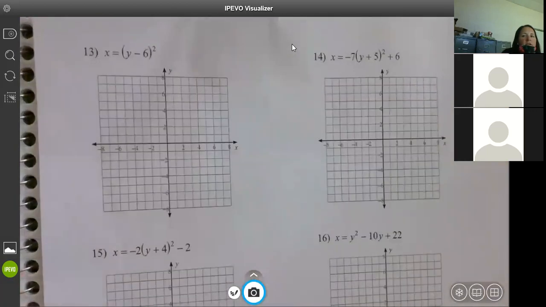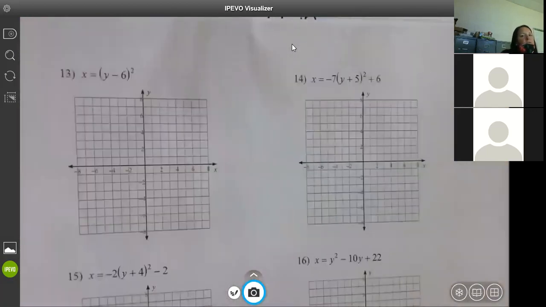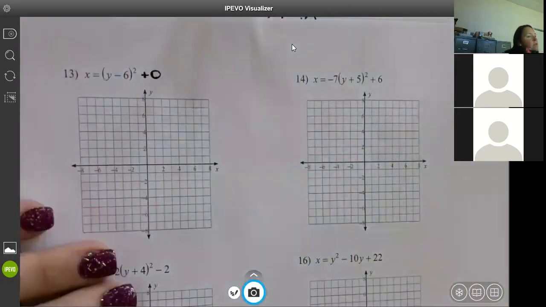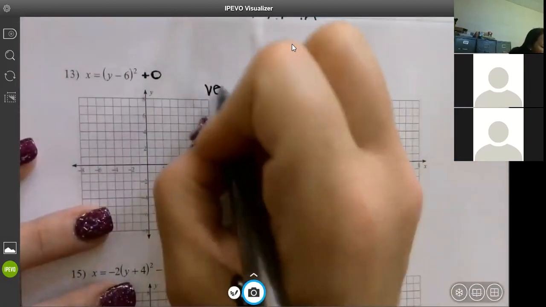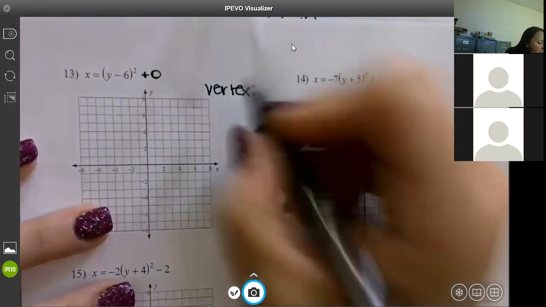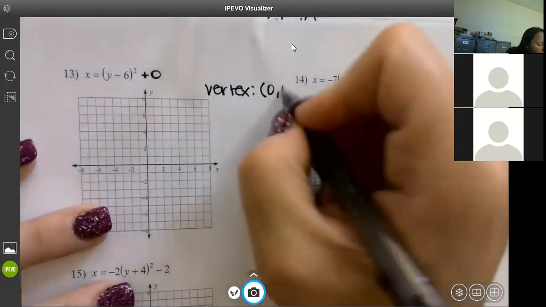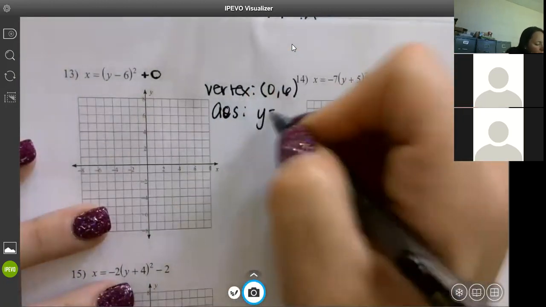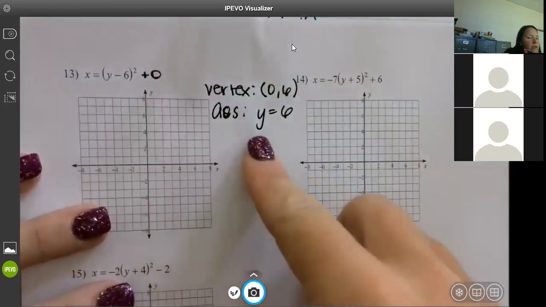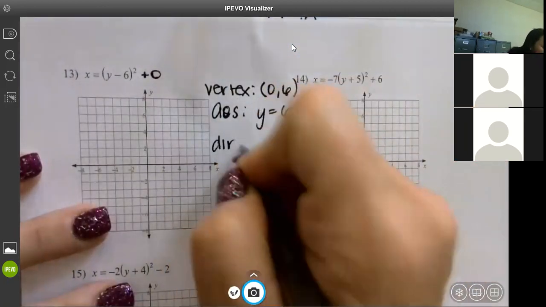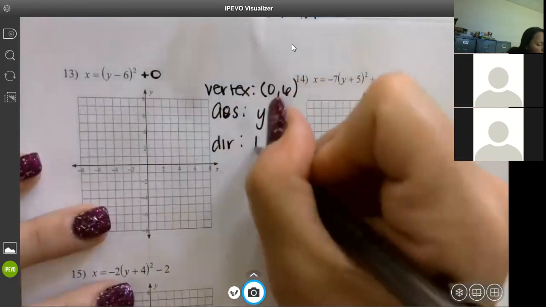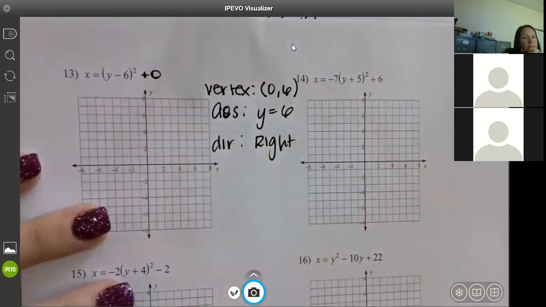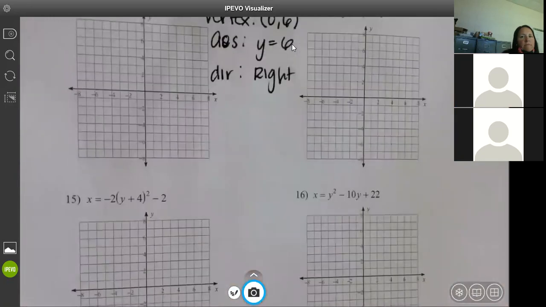Okay. Also in vertex form for the next 3. So we'll do a couple of them and then we'll move on. So remember this one, if there's no number on the outside, you can put that +0 just as a visual for yourself. I don't need to see it. What's your vertex? 0, 6. Axis of symmetry. Since the equation is x equals, your axis of symmetry is y equals. And then which way does it open? Right. Again, it's right because the number in front of the parentheses is positive. That's it.